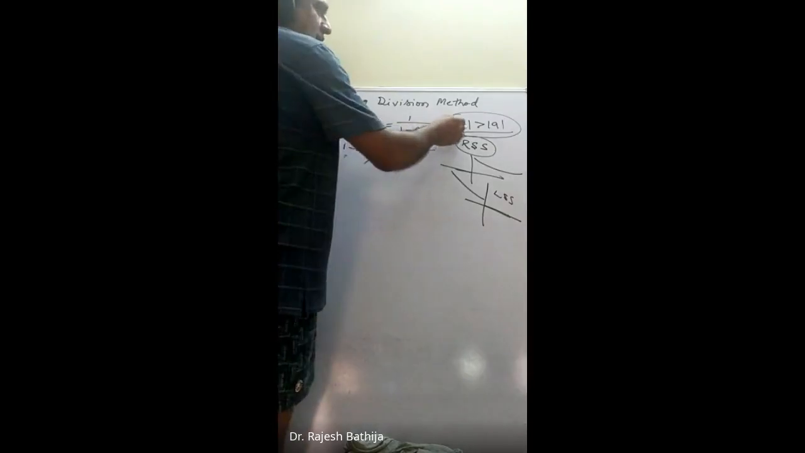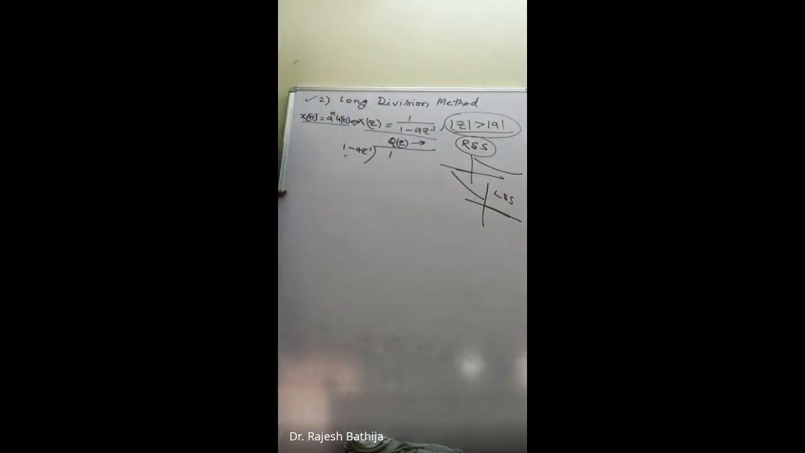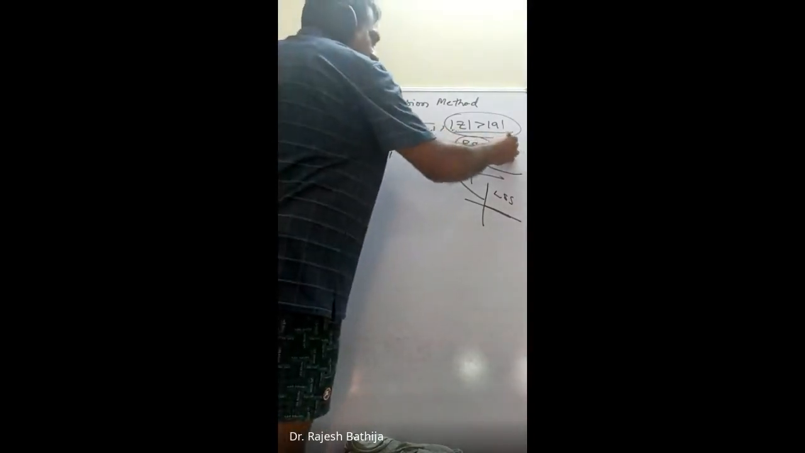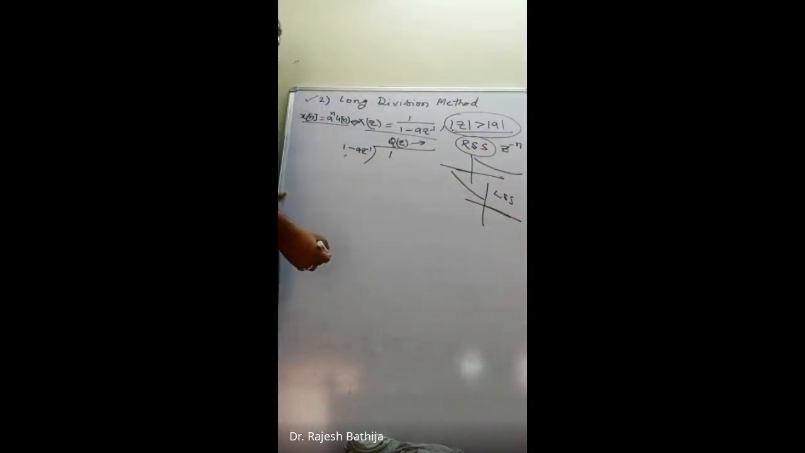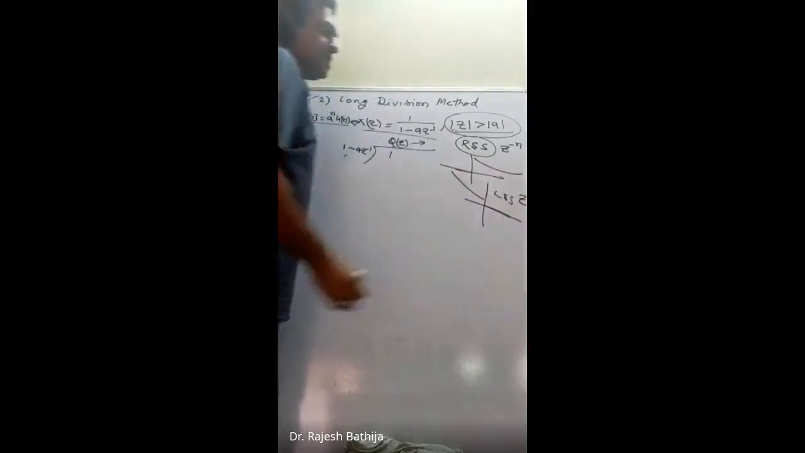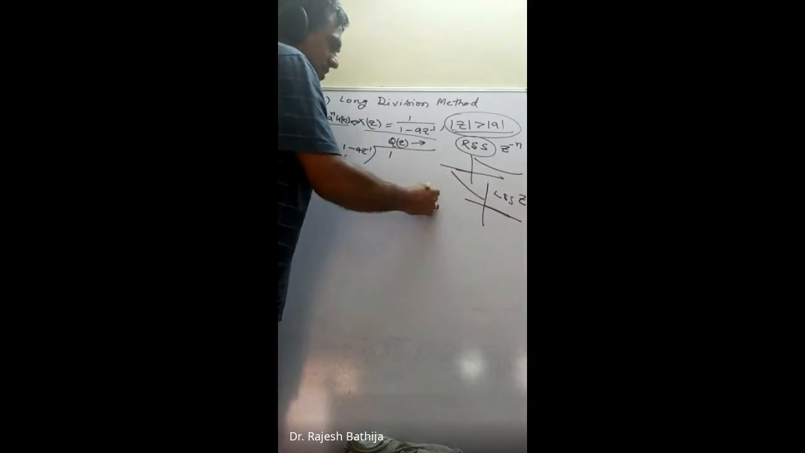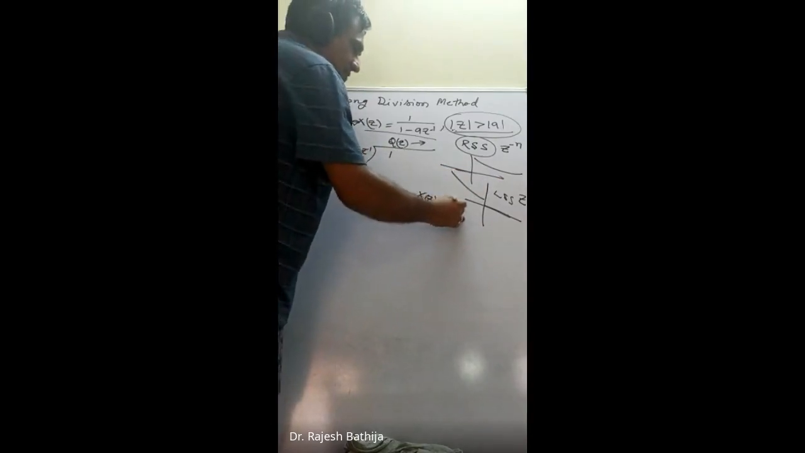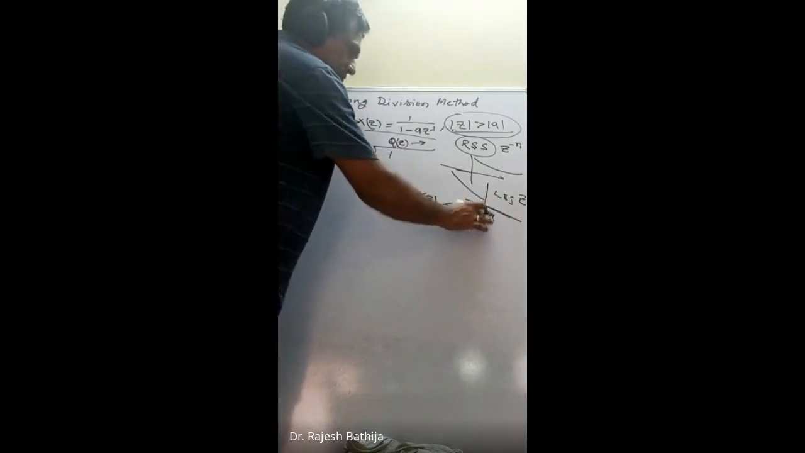Now, the given ROC decides whether it is an RSS or LSS. Here it is the RSS case, because it is given |z| greater than |a|. So in the RSS case, powers of negative z should come, and in LSS, positive powers of z should come. You know why this happens, because X(z) is given by the sum of x(n) z to the power minus n. This is the formula.